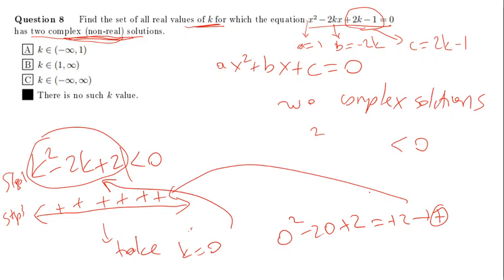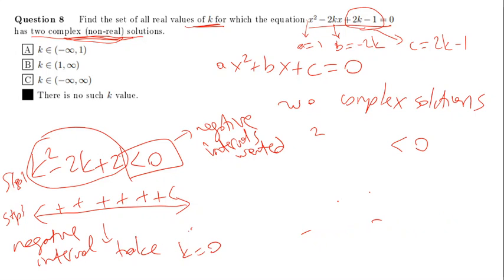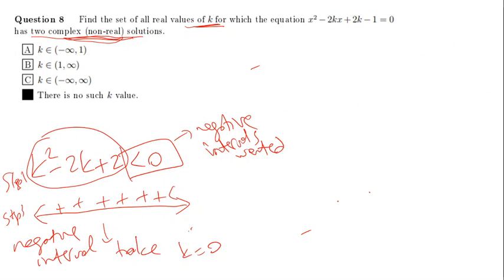But we want what? We want less than 0. So a negative interval is wanted. But there is no negative interval. So what we say is the solution set is the empty set. Empty set means there is no such k value.